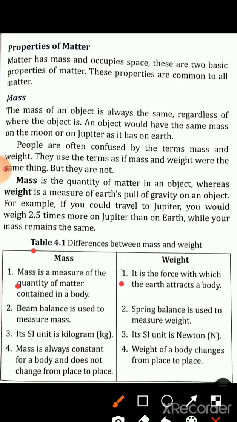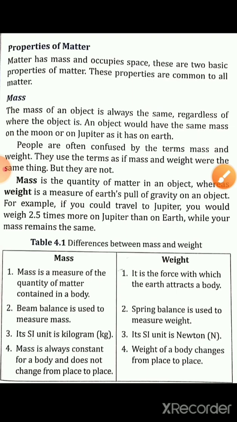If we try to pull something, we have to provide force, then only we can pull that one. Like that, earth also attracts a body with the help of force, and that force is the weight. Every body contains some mass, so the earth also attracts that quantity of matter of that body. Okay, so how we can measure mass, that is beam balance is used to measure mass.